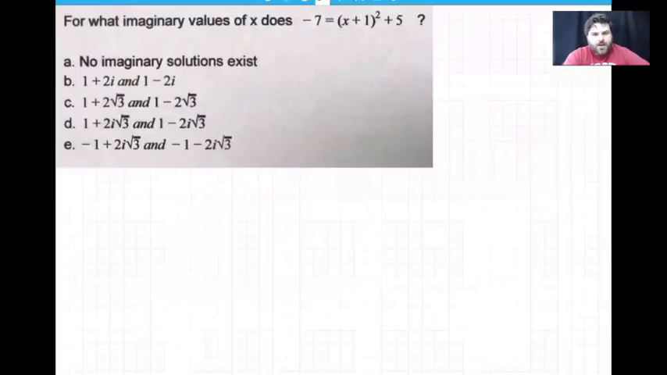All right, for what imaginary values of x does negative 7 equal (x plus 1) squared plus 5? All right, so they're kind of hinting, they're telling you that you're going to have imaginary solutions, okay? We are in vertex form, so I would try to solve this thing like you can with vertex form. Remember, let's actually try to use our graphing calculator here. Let's see what we get.